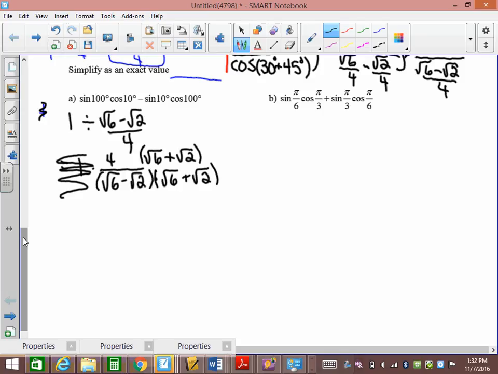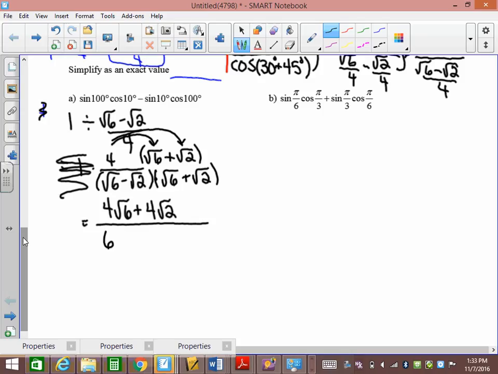Okay? This 4 is outside of bracket with a plus sign. So what is this going to expect you to do? Distribute it. So you're going to get 4 root 6 plus 4 root 2. And in the denominator, you're going to have root 6 times root 6, which is what? 6. Or you can go root 6 times root 6 is root 36 if you want to do a middle step, and then make it 6, which is the same thing.